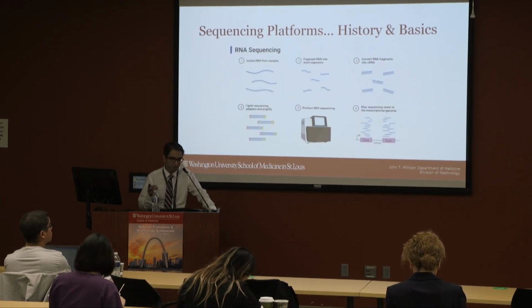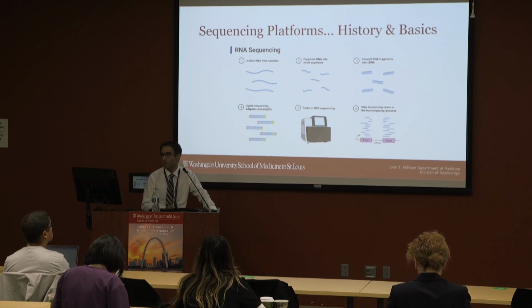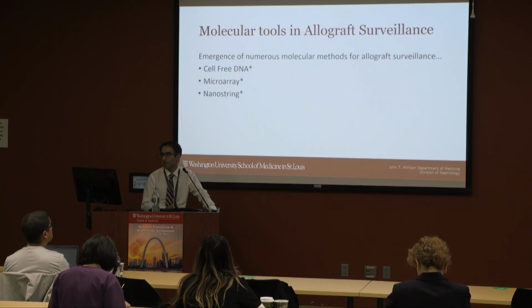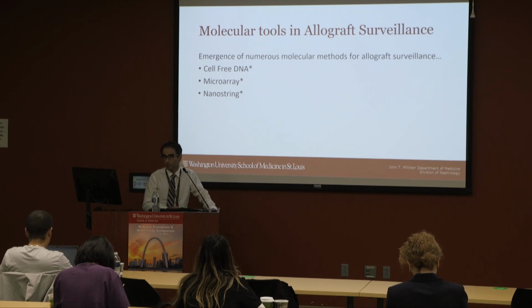So the crux of RNA sequencing, just the very basics, it's really the ability to generate circular DNA libraries which we can then amplify and then sequence with next-gen sequencing and then map to a region of interest on the chromosome. And with the emergence of those technologies has come the emergence of various tools.